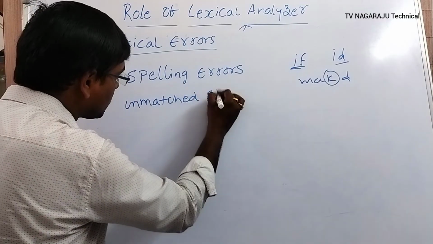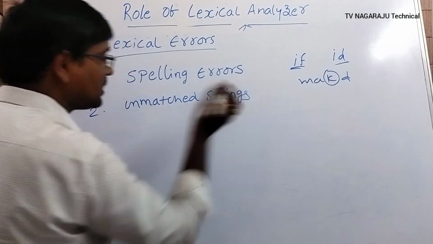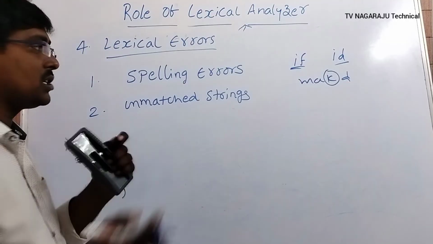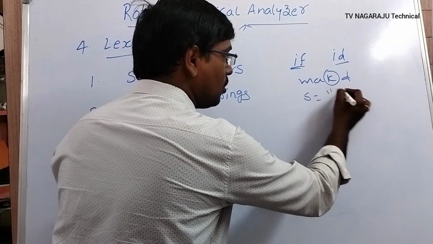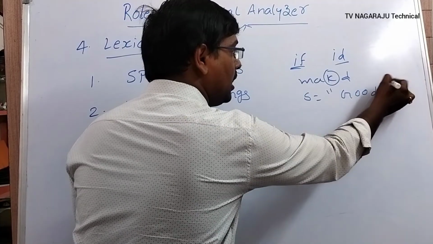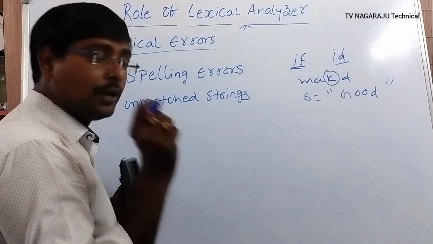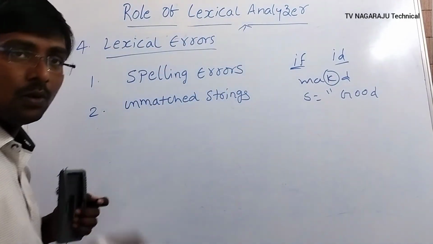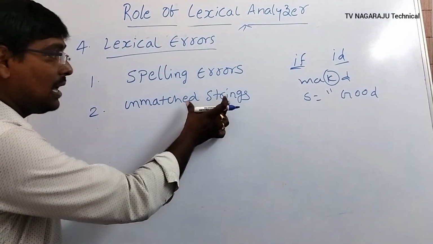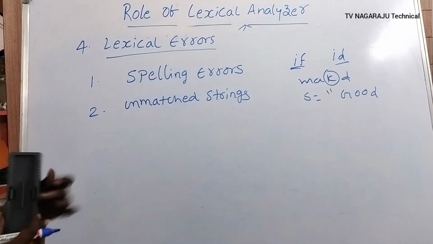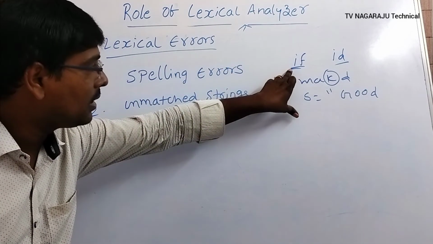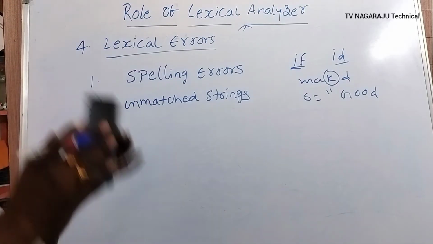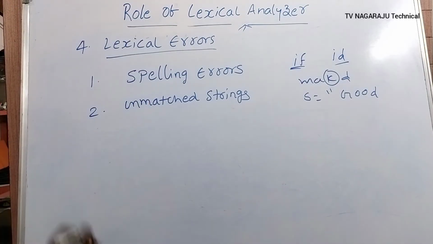unmatched strings. A string is a group of characters enclosed within quotation marks. For example, S is equal to good. Here you have to close the string. Suppose I forgot to close the string. That is called an unmatched string. So spelling errors mean by mistake we are writing another word. Unmatched string means that if you have an opening, there is compulsorily a closing.